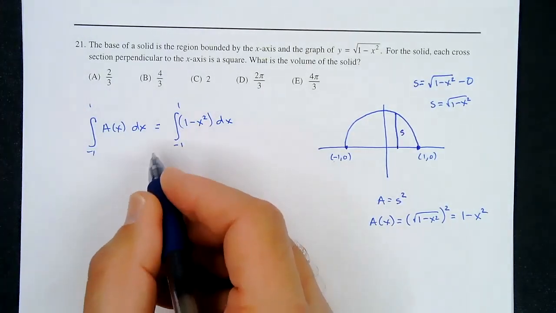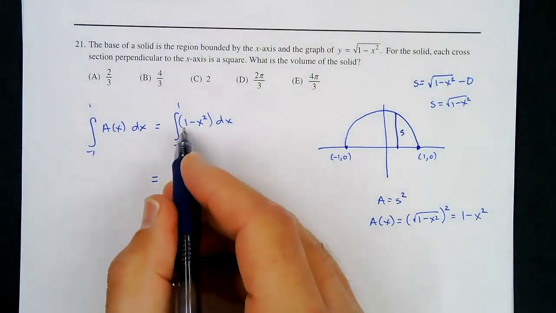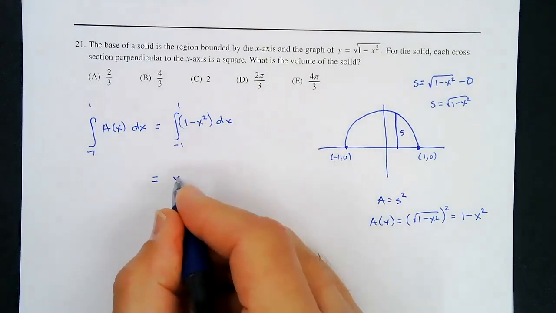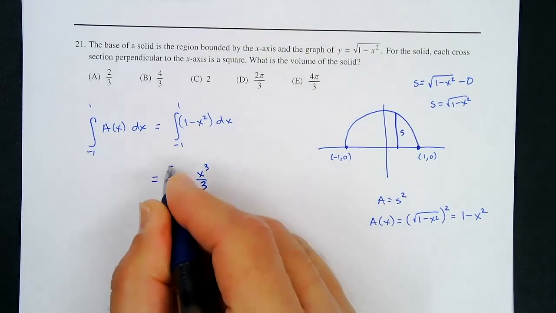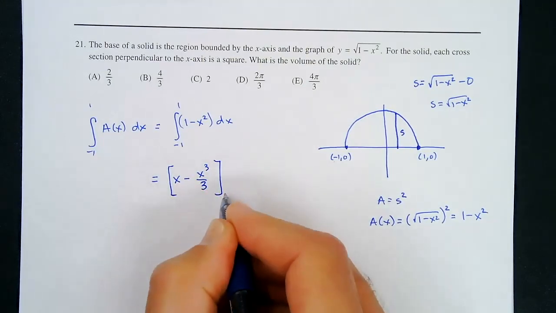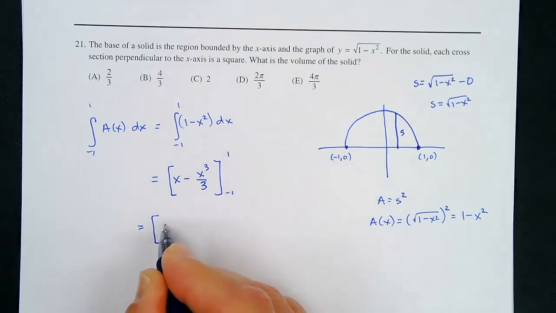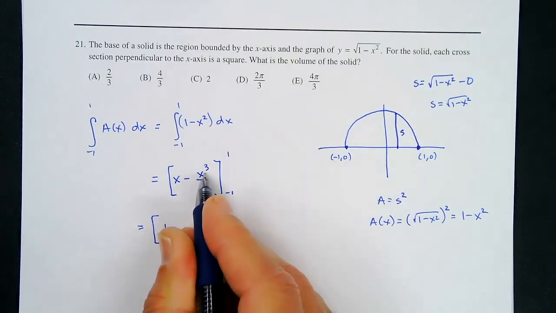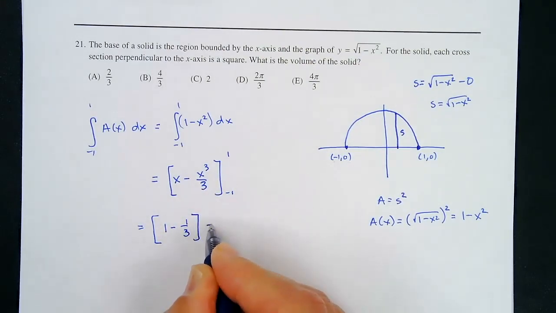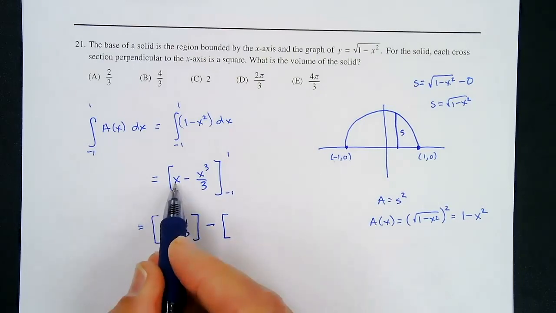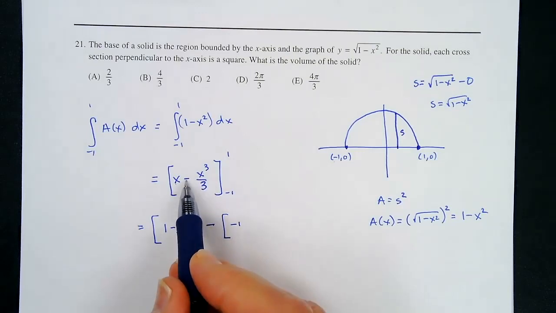So that means the volume would be, this is going to be x minus x cubed over 3. And we're going to evaluate that from -1 to +1, which would give me 1 minus 1 cubed, which is 1 over 3. So minus 1/3. And then minus, and now we're going to put -1 in. So this would be -1. When I cube -1, I'm going to get -1. So this is going to be plus 1/3.